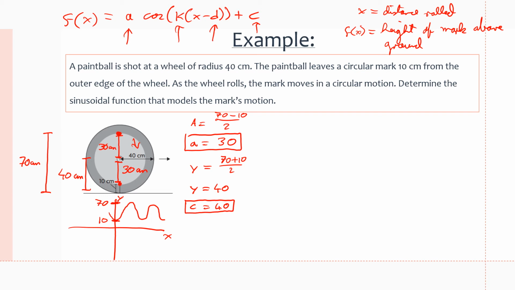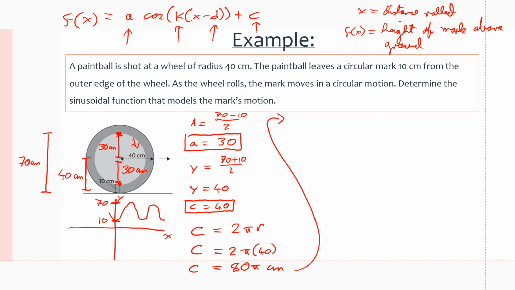The mark will go from the bottom to the top, from the bottom to the top. So we can calculate the circumference using C equals 2 pi r, r being the radius, and we know the radius is 40 centimeters. So our circumference is going to be 80 pi centimeters. Okay, we'll leave it at pi to get a nice number there. Now, this is the whole circumference of the entire circle. But we want to find the period.